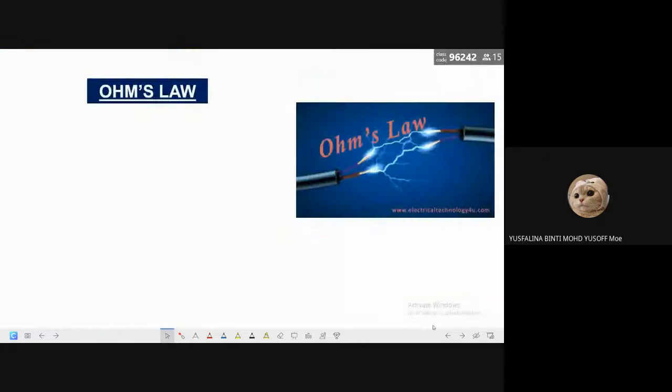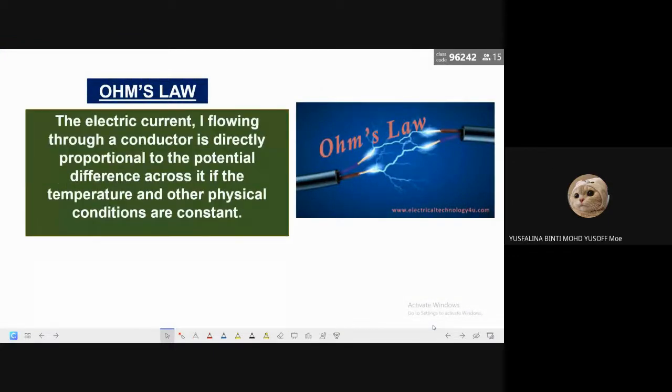All right, so Ohm's law. This one you actually already learned in Form 2. What is meant by Ohm's law? Ohm's law says that the electric current flowing through a conductor is directly proportional to the potential difference. The current is directly proportional to V across it, if the temperature and other physical conditions are constant.